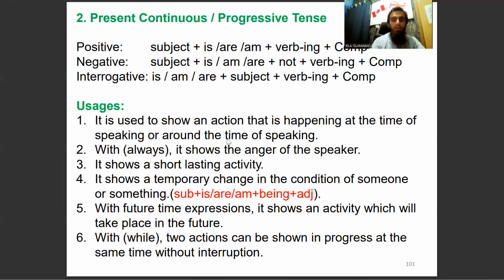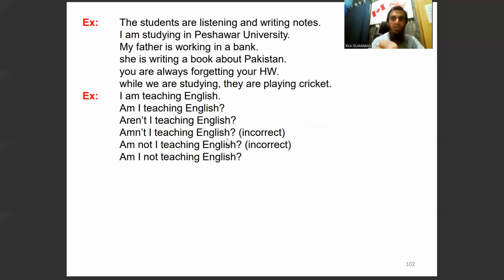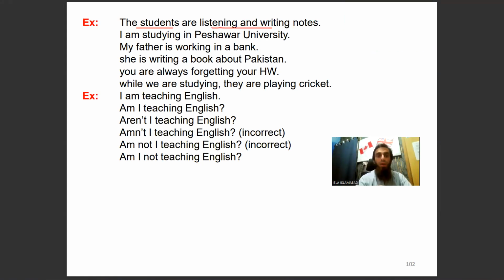With while, the word while, two actions can be shown in progress at the same time without interruption. Okay, so these were little bit short, small, minor usages. And now when you go through the examples, it will be quite clear. The students are listening and writing notes, right? The students are listening and writing notes. Now, I'm studying in Peshawar University, and my father is writing.